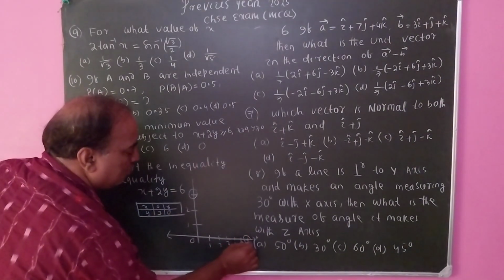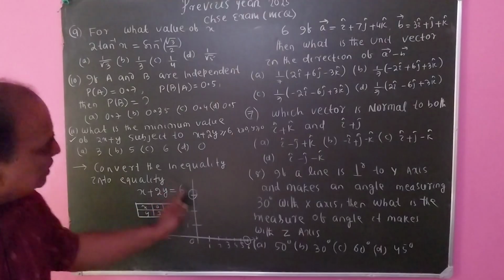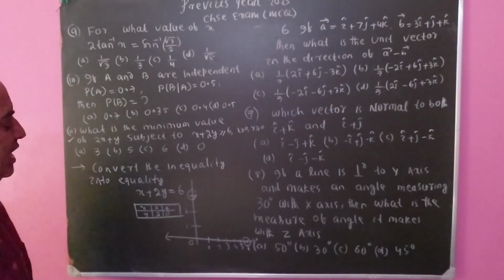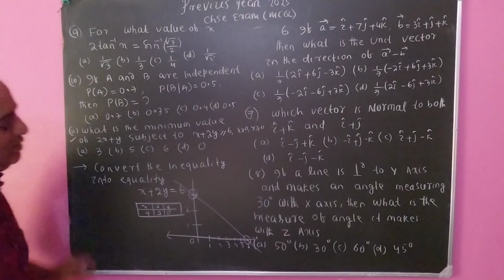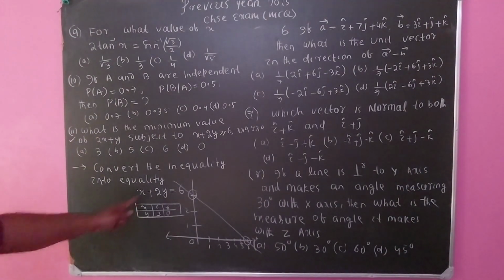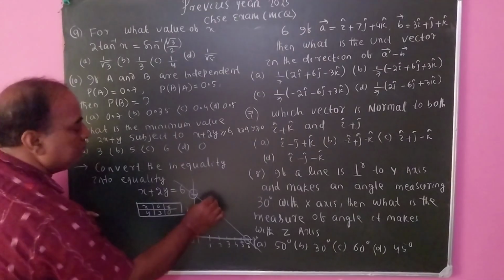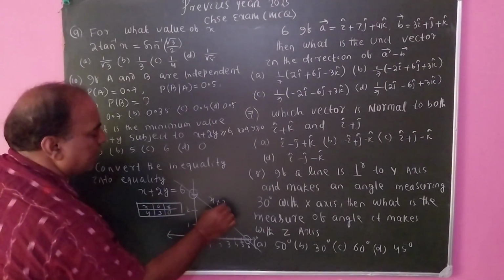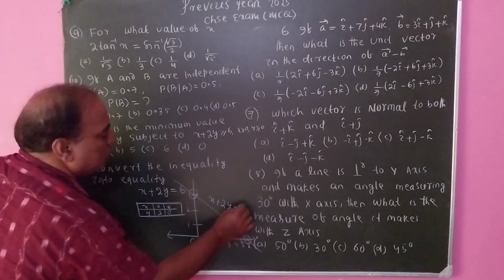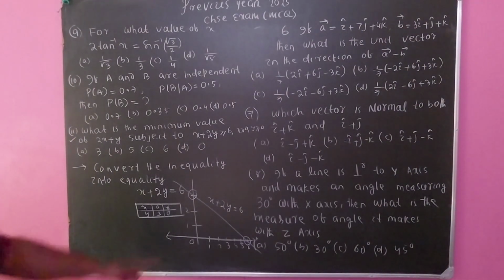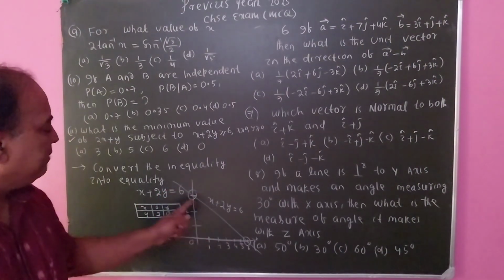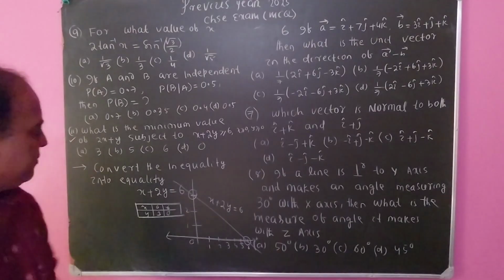Here we have to mark a circle. Join these 2 points using a scale. That gives rise to a straight line, x plus 2y equal to 6. Write down the name: x plus 2y is equal to 6. So this is the straight line drawn using these 2 points.